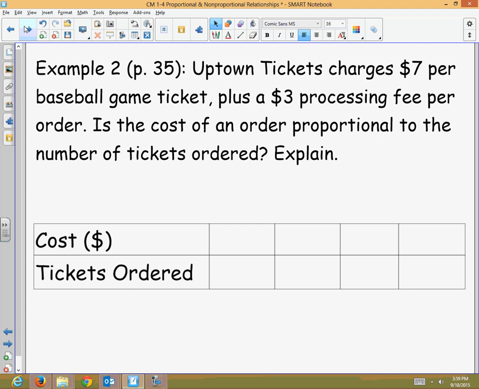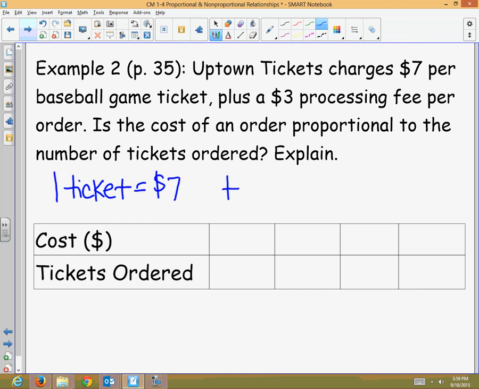So I'm going to write this down. One ticket is $7, plus you have to pay the $3 processing fee for each order. So if you order just one ticket, you're paying $7 for the ticket plus $3 in processing fee, which gives you a total of $10.